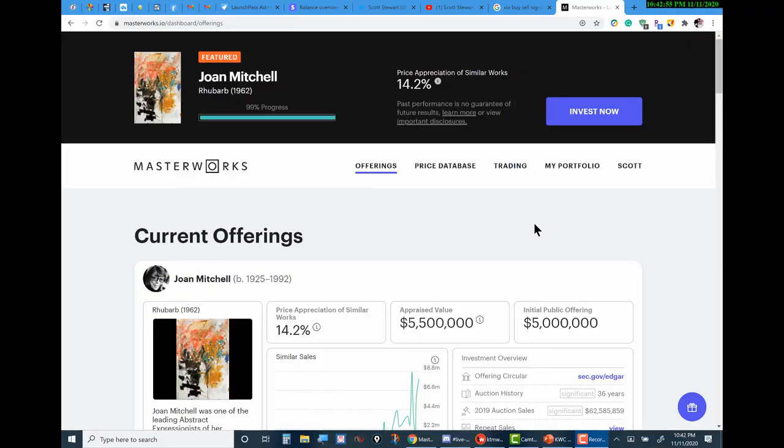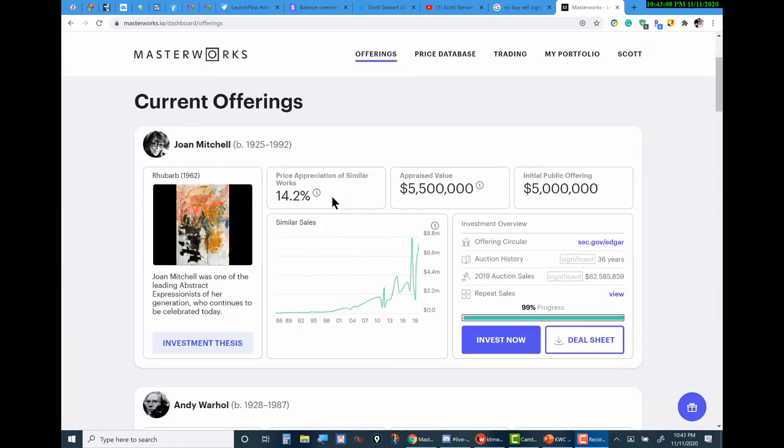So Masterworks does, in my opinion, a really good job of researching these works of art, these master painters, if you will. And they look at how these pieces of work have performed, how they have appreciated over time, with similar works, other works that these artists might have put out. This particular one, I have no idea who Joan Mitchell was. She obviously was pretty impressive, a leading abstract expressionist of her generation.